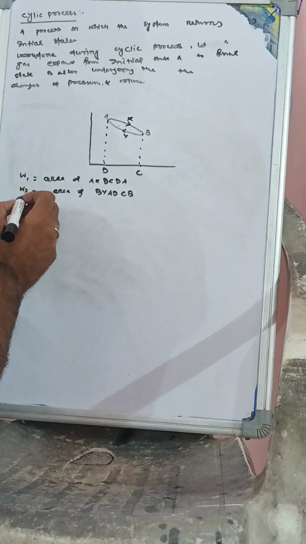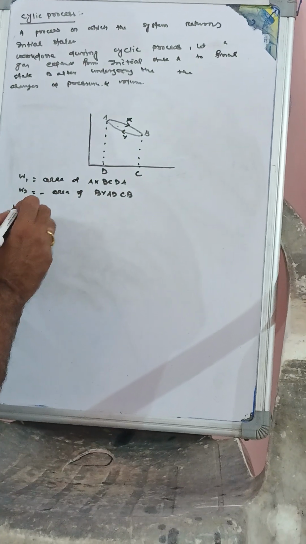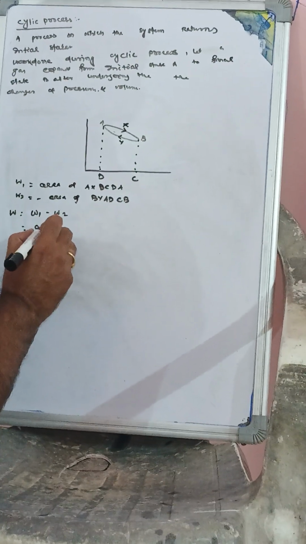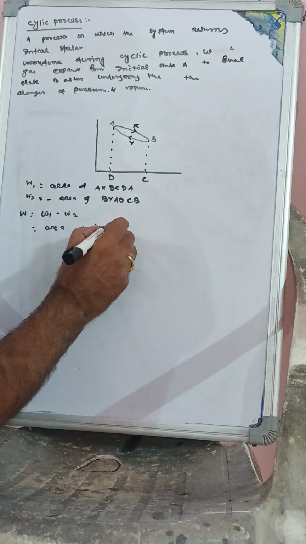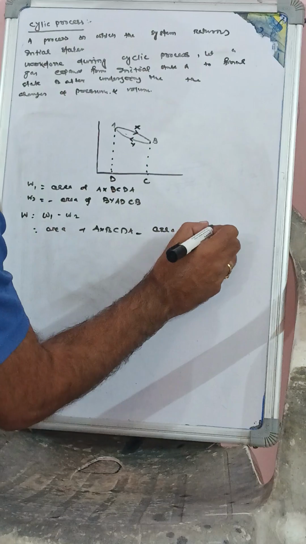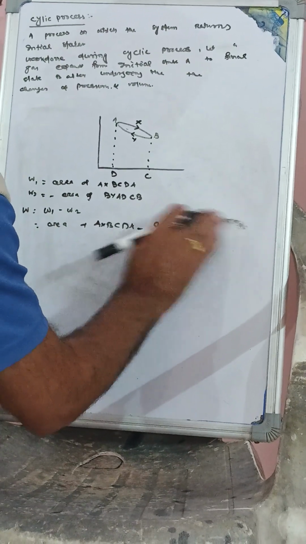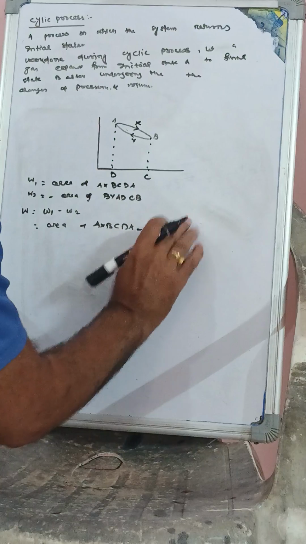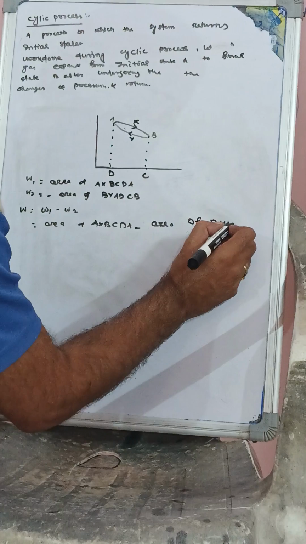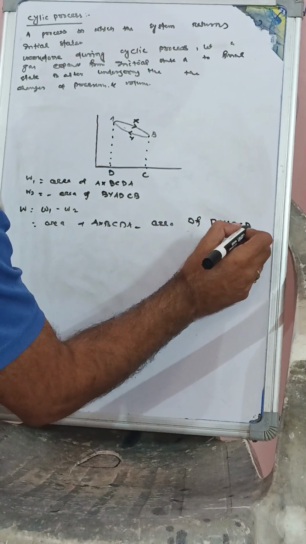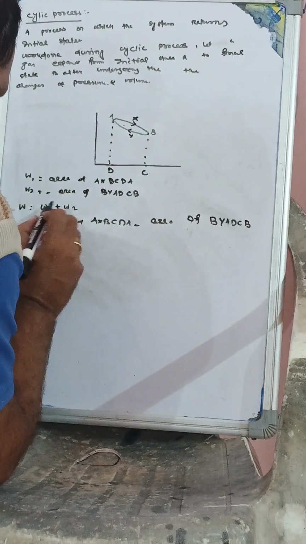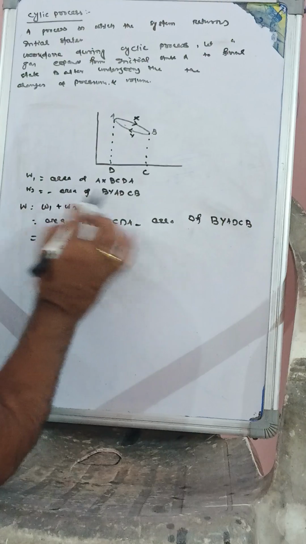BYADCB. Then we find the work done. W is equal to W1 minus W2, that is area of AXBCDA minus area of BYADCB. Okay, then what we will get? W1 plus W2, total work done. W1 plus W2 for negative sign, that is negative.